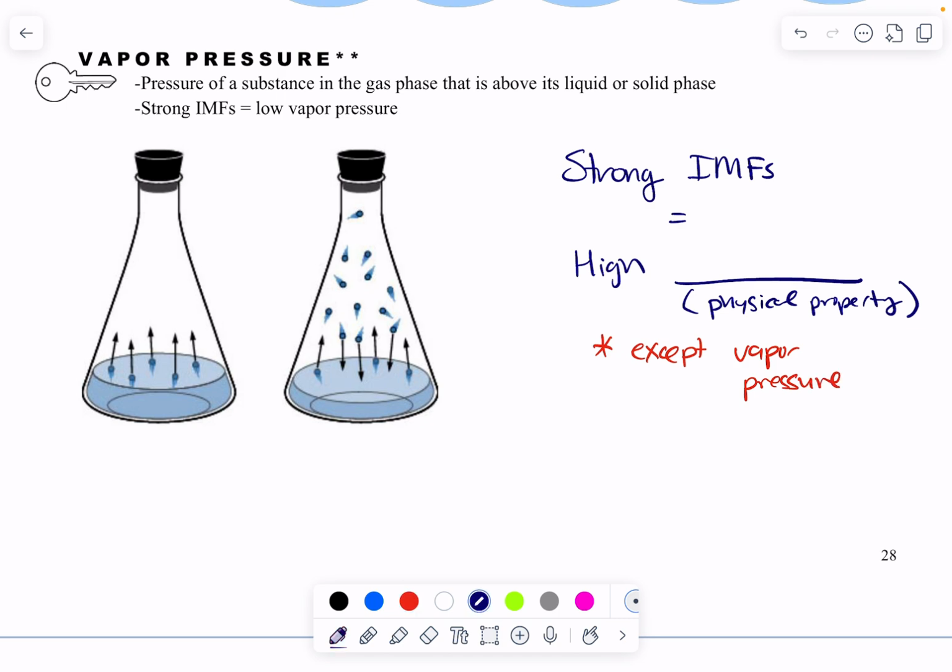So, you may remember that the vapor pressure is how much of your liquid substance or gas or solid substance is in the gas phase above its liquid or solid phase. So we have these two scenarios, flask A and flask B. Hopefully we agree flask B has the larger vapor pressure. And all that means is more of B is in the gas phase.